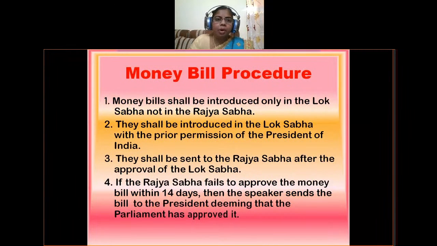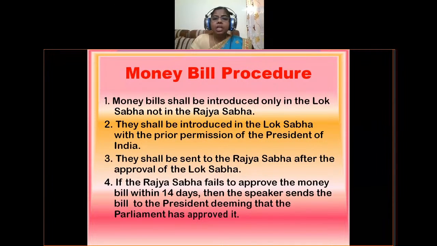So let us learn about the money bill procedure. There is a difference between the ordinary bill and money bill making procedure. Let us see how a money bill will be introduced in the Parliament. A money bill shall be introduced only in the Lok Sabha, not in the Rajya Sabha. That is the main difference between ordinary bills and money bills. Ordinary bills can be introduced either in the Lok Sabha or in the Rajya Sabha, whereas a money bill shall be introduced only in the Lok Sabha, not in the Rajya Sabha.